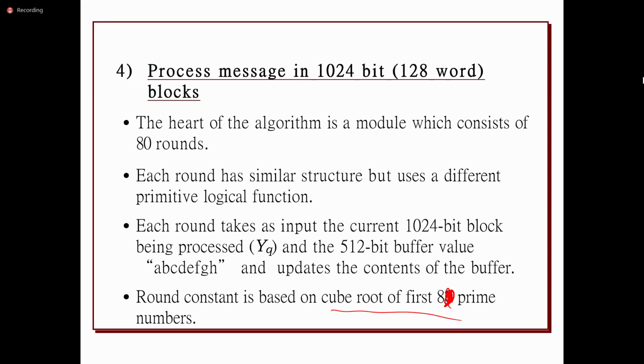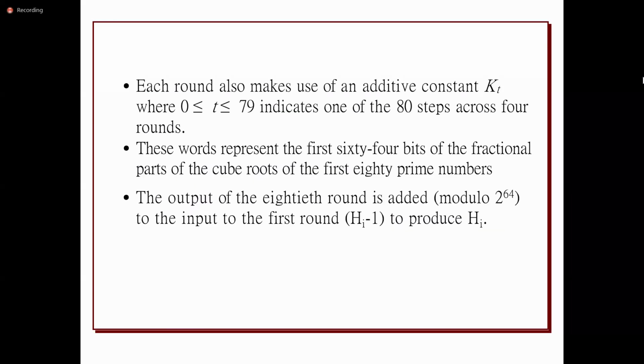So in every round, it is going to use 1 round constant. The cube root of the first prime number will be used in the first round, the cube root of the second will be used next, and so on. Okay, each round makes use of some additive constant, from 0 to 79. The constant will have the 64-bit fractional parts of the cube roots of the first 80 prime numbers.